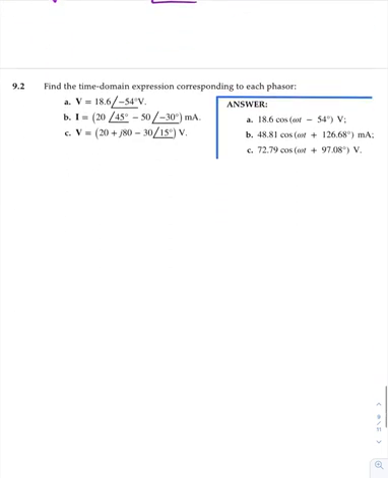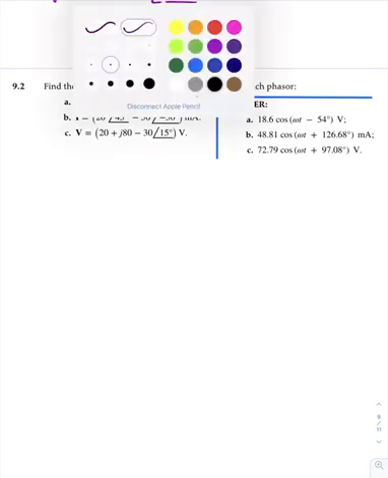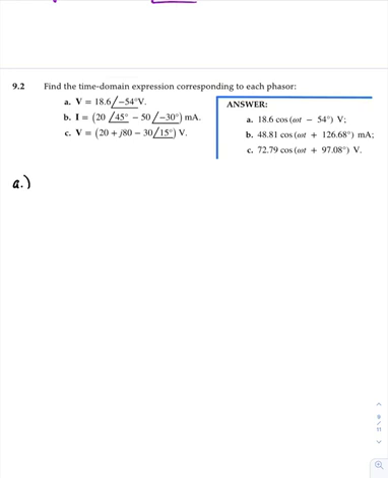Find the time domain expression. All right, so A, the phasor is equal to 18.6 with an angle of minus 54 degrees volts. And we convert that to time domain. This one's very simple. So v of t is equal to 18.6 cosine omega t, because we don't know it, minus 54 degrees. And that is volts.